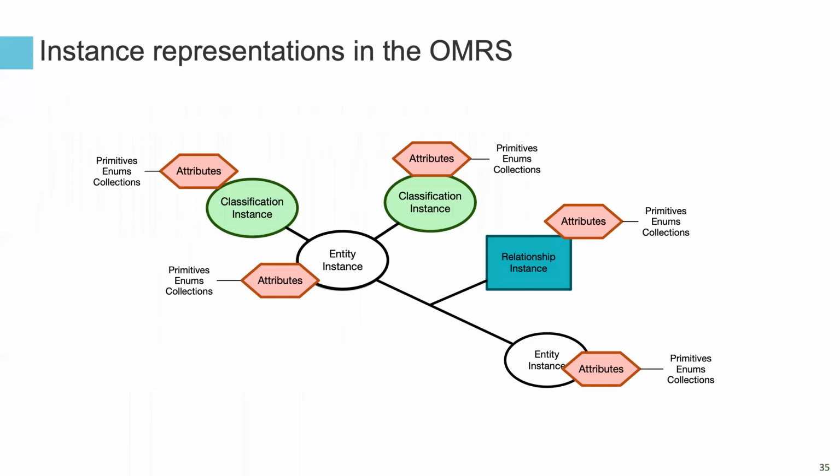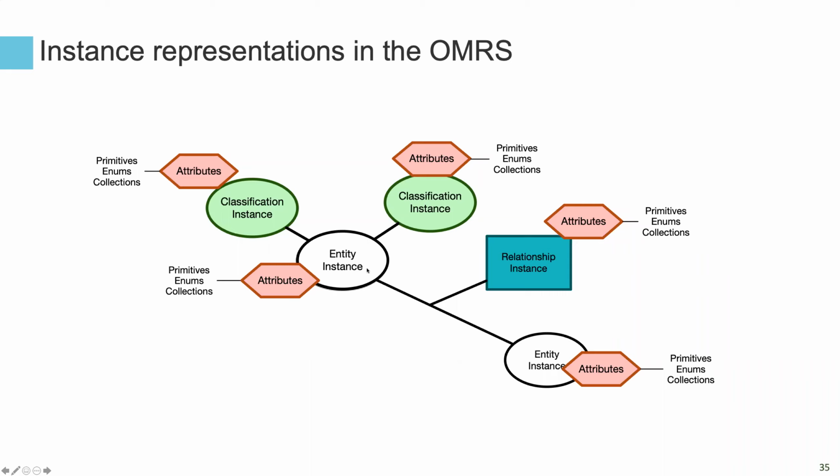So suppose that we were looking at this model. What this is showing is we have a pair of entities, which are the white ovals with black borders. We've got a pair of entity instances which each have attributes, which could be primitives, enums, or collections. There's also a relationship between them. This greeny box is depicting a relationship between the two entities. And that relationship itself has attributes, which could again be primitives, enums, or collections.